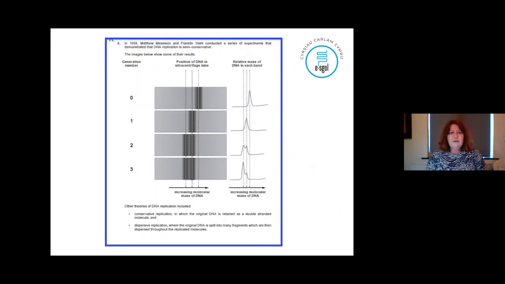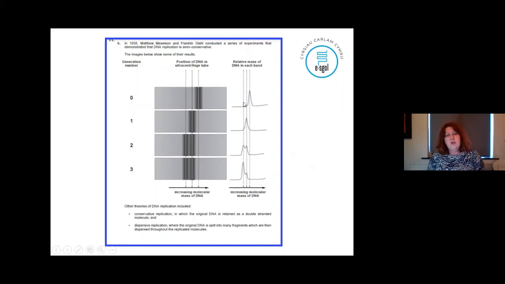So in 1958, Meselson and Stahl conducted a series of experiments that demonstrated that DNA replication is semi-conservative. So you can see here the position in the centrifuge tube of the DNA molecules, and you can see that the further down the tube, so this is the bottom of the tube here, the heavier the nitrogen. So this is an increasing molecular mass. You've got heavy nitrogen down here, you've got light nitrogen up here.